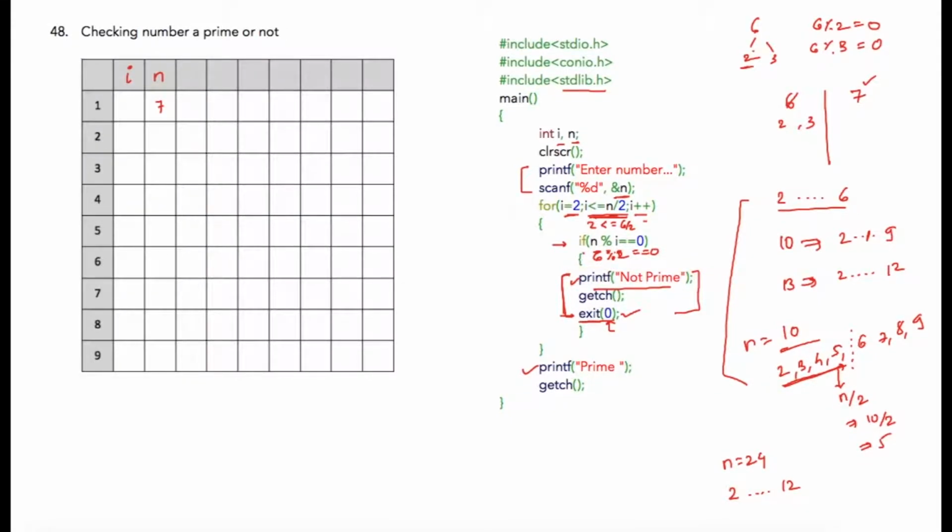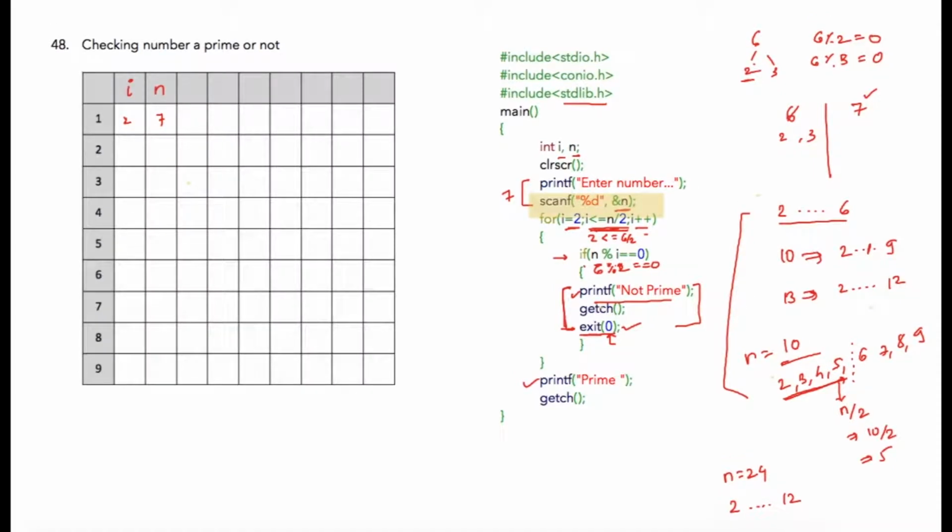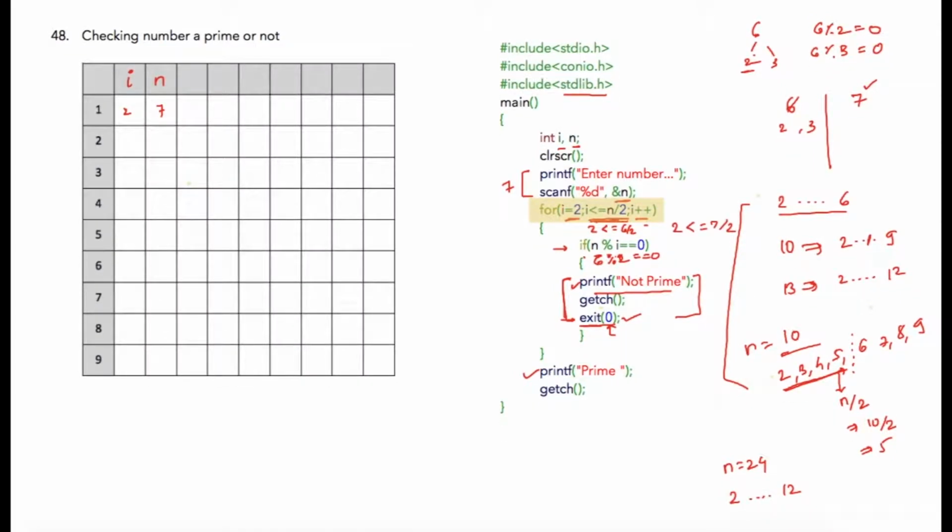Now let us check the execution with n as 7, assuming that the user has entered 7. So our loop again will start from 2. So i is initialized to 2 and the condition will be checked as 2 less than or equal to 7 divided by 2. Because these are integers, the condition is evaluated as 2 less than or equal to 3. So this is a true condition. So the controller will move inside the for loop and it will check for the division. So it will check 7 modulus 2, which is not equal to 0, as 7 modulus 2 is equal to 1. So the condition does not get satisfied.